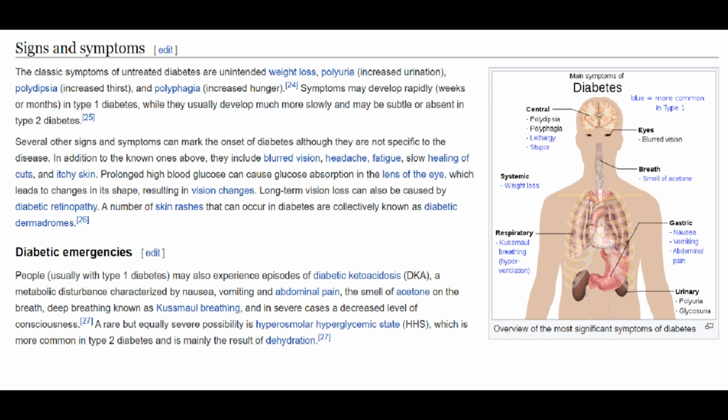Diabetic emergencies. People, usually with type 1 diabetes, may also experience episodes of diabetic ketoacidosis, DKA, a metabolic disturbance characterized by nausea, vomiting and abdominal pain, the smell of acetone on the breath, deep breathing known as Kussmaul breathing, and in severe cases a decreased level of consciousness. A rare but equally severe possibility is hyperosmolar hyperglycemic state, HHS, which is more common in type 2 diabetes and is mainly the result of dehydration.